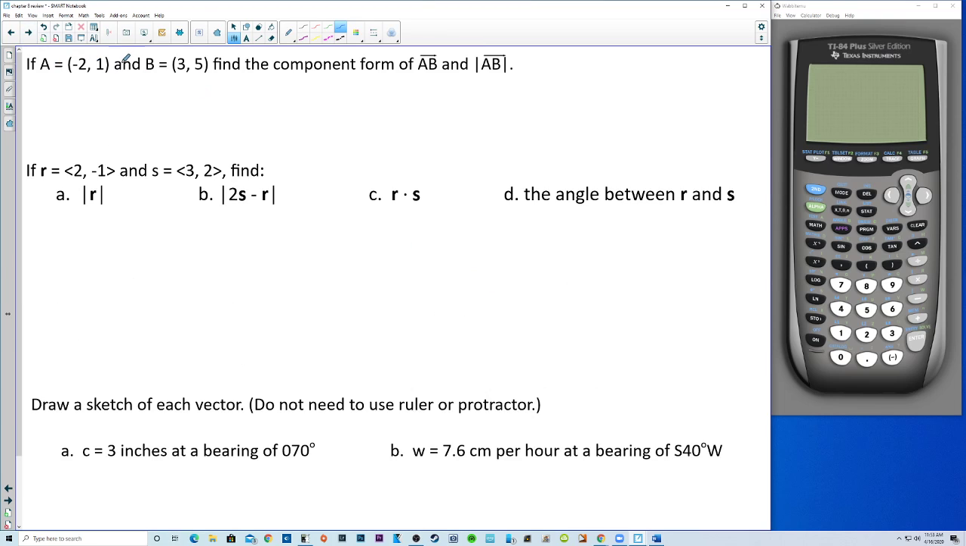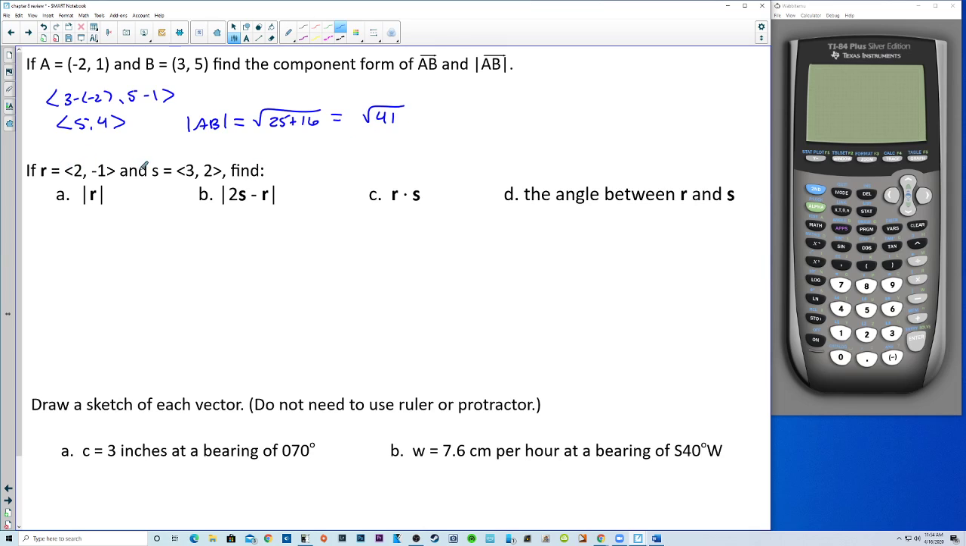If a is negative 2, 1 and b is 3, 5, find the component form of ab and then find the magnitude. So the component form is 3 minus negative 2, 5 minus 1, which is 5, 4, and then the magnitude of ab is equal to the square root of 25 plus 16. Pythagorean theorem on that component form. So square root of 41.